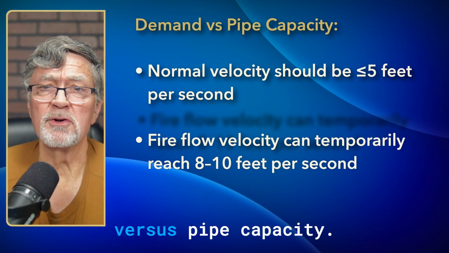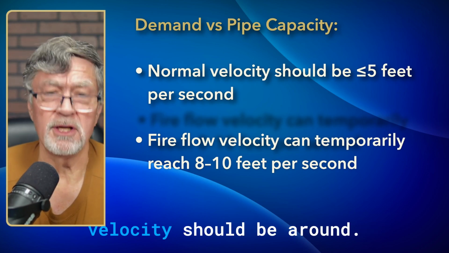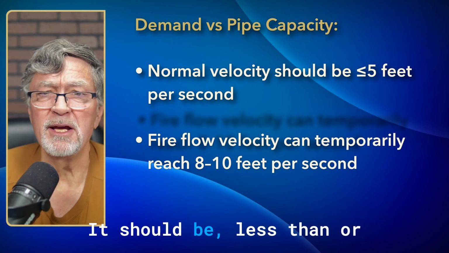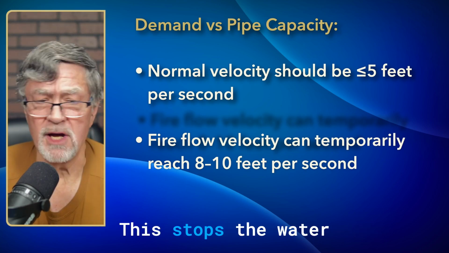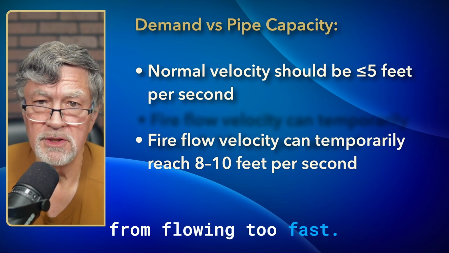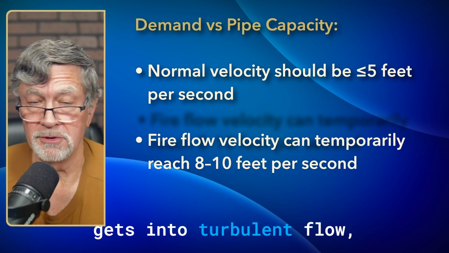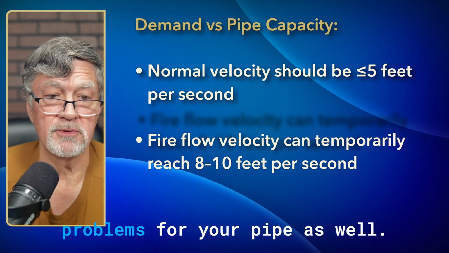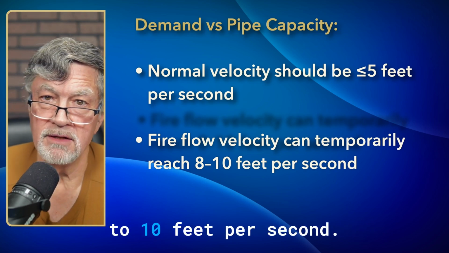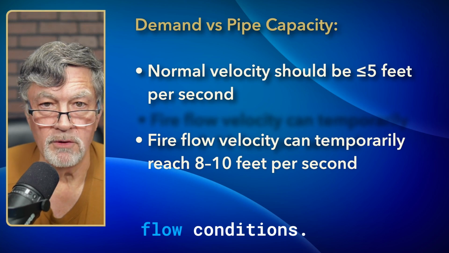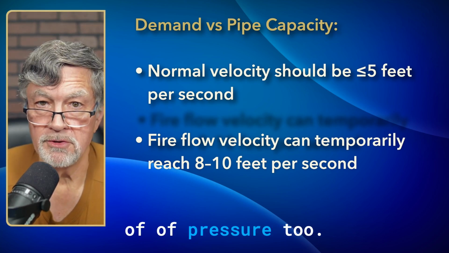All right, demand versus pipe capacity. A key rule: normal velocity should be less than or equal to 5 feet per second. This stops the water from flowing too fast or too slow. Water that flows too fast gets into turbulent flow, and that can create problems for your pipe as well. Fire flow velocity can temporarily reach 8 to 10 feet per second. That's during fire flow conditions. Now remember, you've got to maintain a certain amount of pressure too.